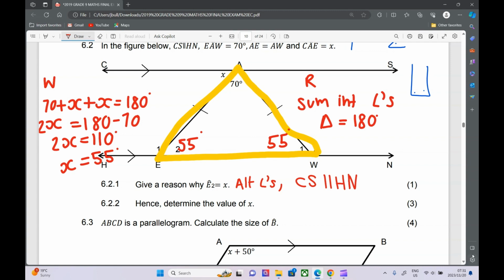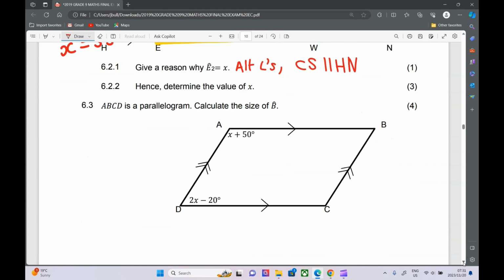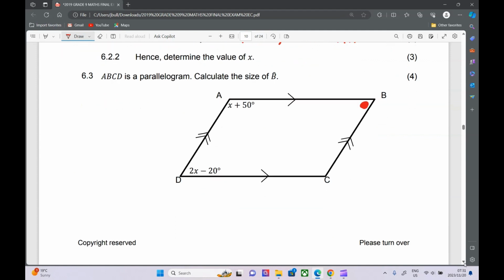Okay, 6.3, ABCD is a parallelogram. Calculate the size of angle B. Okay, I want the size of this angle in here. What we have to do first is find what this x is, because actually we already know something about B. In a parallelogram, the opposite angles are equal. So these two angles are equal. So if this is 2x minus 20, that means this is also 2x minus 20.